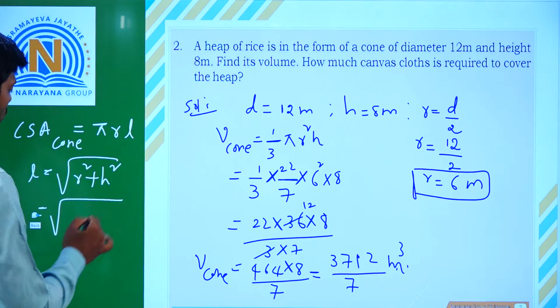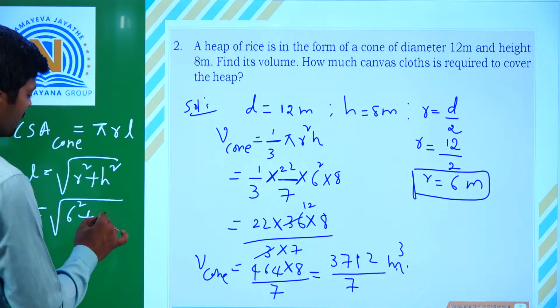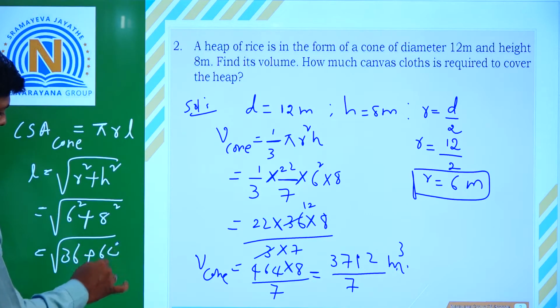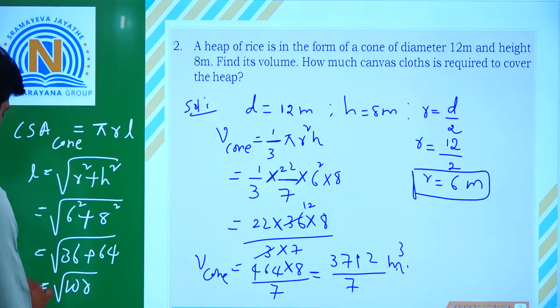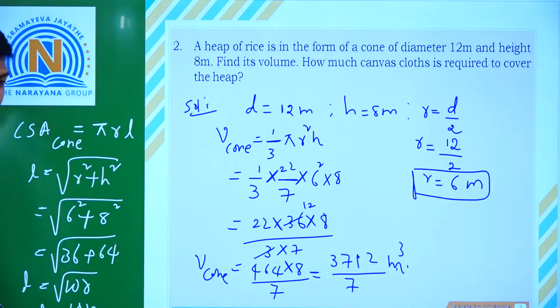Just replace r with 6 meters, that is 6 square plus h, 8 square. So it will become 36 plus 64. The total is 100. The square root of 100 is the slant height of the cone. So L is equal to 10 meters.